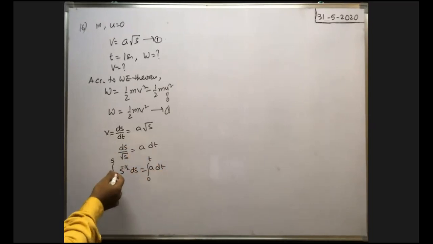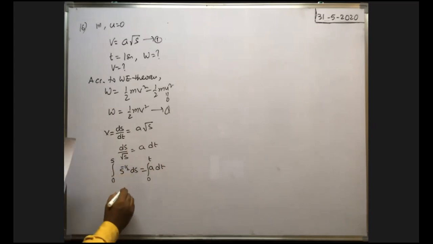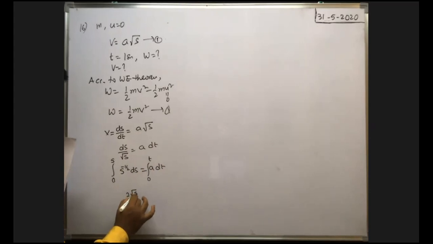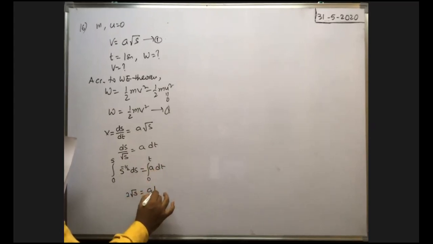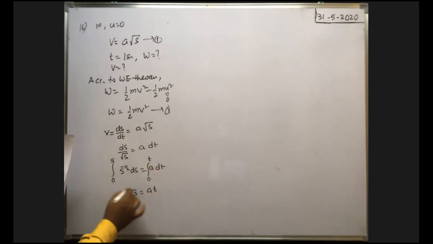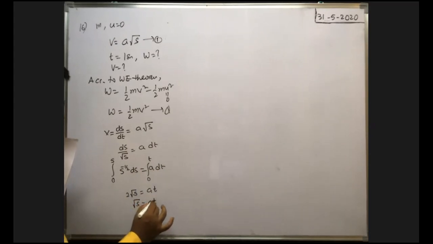Now, what is the integration of s to the power of minus half ds? That means s to the power of minus half plus 1, that means s to the power of half by half, that means 2 root s. 2 root s is equal to a into integral dt, that means t. When you substitute the limits 0 to s, you will get this only. So root s is equal to at by 2, or s is equal to a squared by 4 into t squared. It is the relation between s and t.